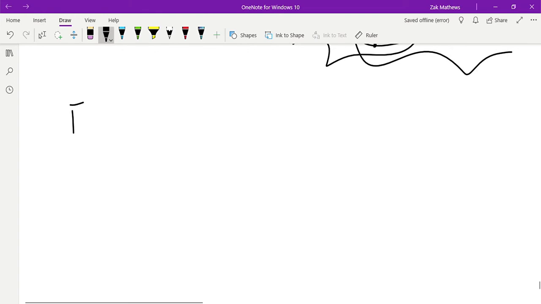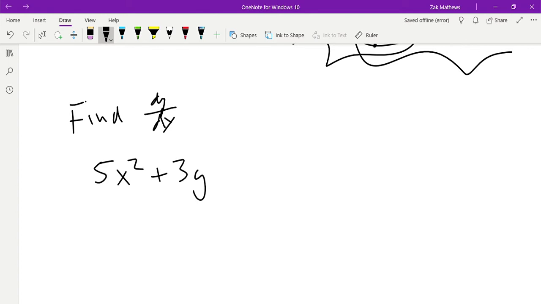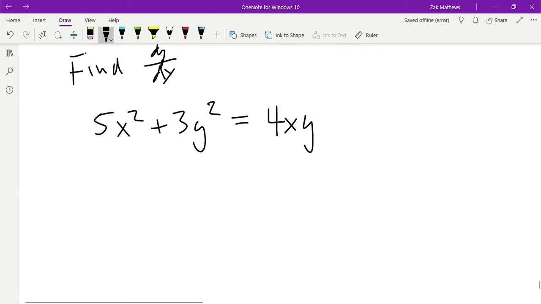Let's do another one. Let's find dy/dx for 5x squared plus 3y squared equals 4xy. So now I have y scattered on both sides, and there's no way for me to solve for y because this isn't a function of y. It's some sort of conic section with a rotation.